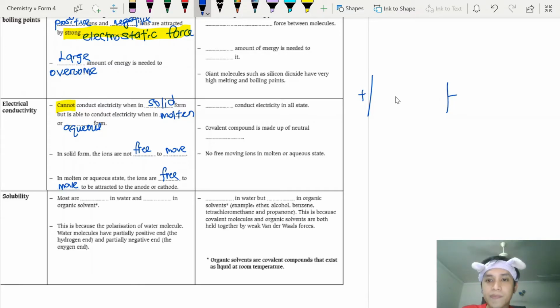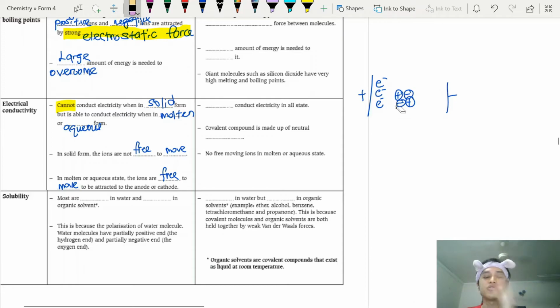So when you are solid, the ions are not moving. Therefore, it will be difficult for them to transfer the electrons. Whereas if you have free moving ions, meaning the ions can move about, they are able to allow electrons to transfer. So how do they allow electrons to transfer? This one you are going to learn in your chapter 6, electrochemistry.